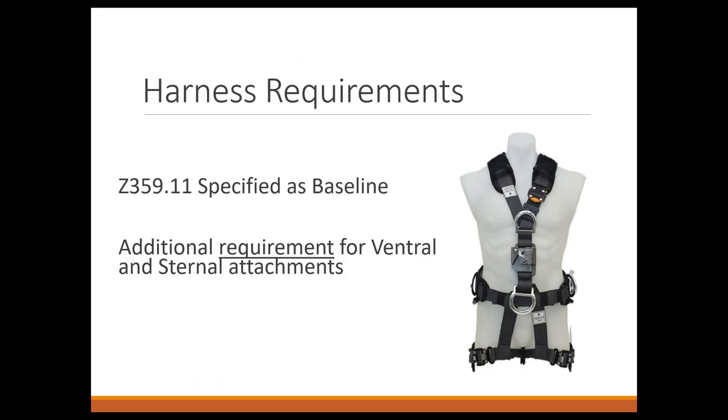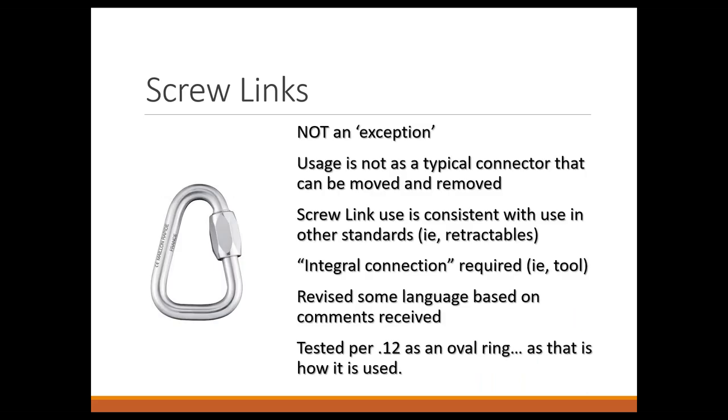Harness requirements, again, Z359.11 is specified as a baseline. There's an additional requirement for ventral and sternal attachments. So although Z359.11 allows ventral and sternal attachments, it doesn't require them. Whereas to be a rope access harness, you absolutely have to have a ventral and sternal attachment in order to accommodate the rope access. So there is an additional requirement there for the Z459 harness.